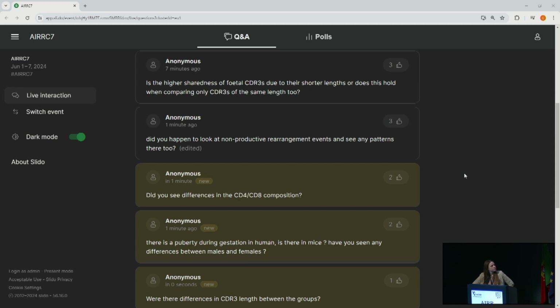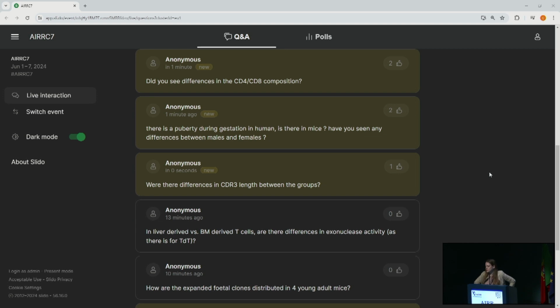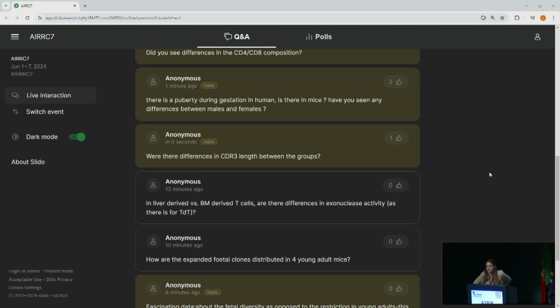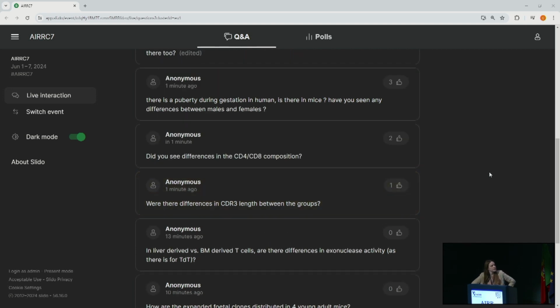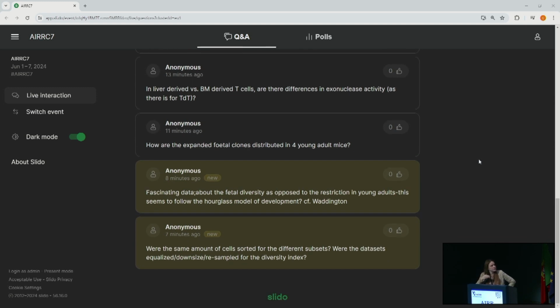Did you see differences in the CD4 and CD8 composition? I'm not sure in what sense, in terms of the number of cells. It's still roughly similar, that there's going to be more CD4, but the fetus does have differences, yes, but I didn't compare directly CD4 versus CD8, no. Okay. Were there differences in CDR3 length between the groups? Yes. I'm not sure exactly which groups, but yes, there was a decrease in CDR3 length in the fetus.